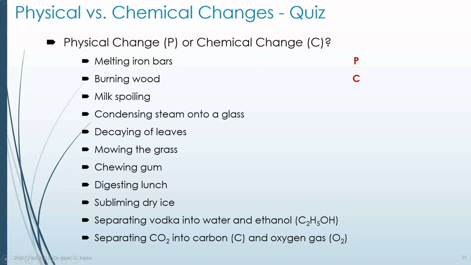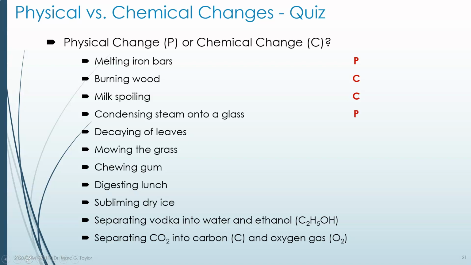Milk spoiling. Anytime you have spoiling, that's going to be the result of some microorganism growing on your food. It's digesting the food just like we would, so those are chemical changes as well. Condensing steam onto a glass. We talked about this last time. When you have water vapor in the air and you have a glass of ice water, the surface of that glass is very cold, and you will condense the water vapor in the air right on the glass. You can do this with steam as well, and this is just a physical change of going from vapor or gas to liquid, so that's physical.